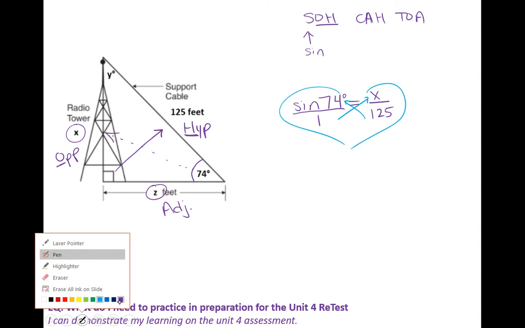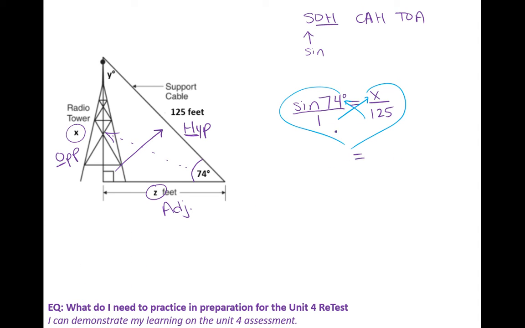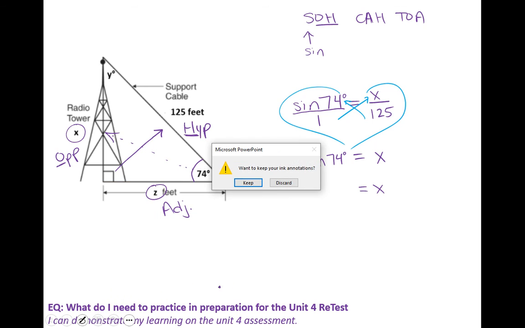And so then I set this up nicely. I'm going to say equals 1 times x and bring it down is x. 125 times sine 74 is 125 sine 74. Make sure you don't accidentally multiply those numbers because you cannot multiply that number times the 74 because the 74 is the angle. All right, then at this point, all I need to do is actually put this into a calculator, 125 times sine 74.